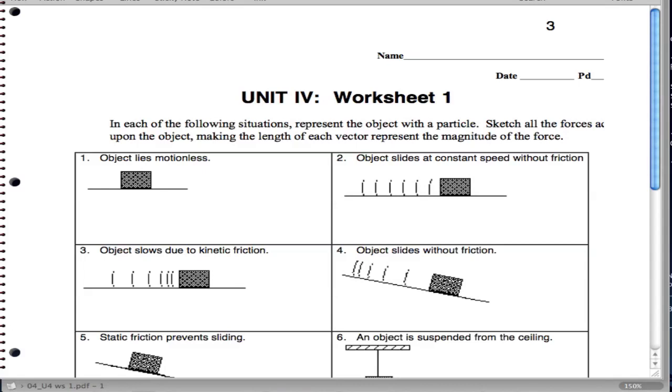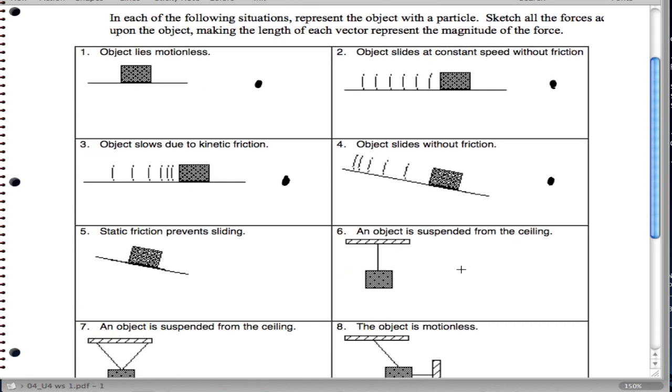All right, I wanted to go ahead and do the free body diagrams for this worksheet that we did in class to make sure they're all kind of on the same page. So remember, each object when you do free body diagrams should always be represented as a point mass. So I'm just going to go ahead and draw those now.